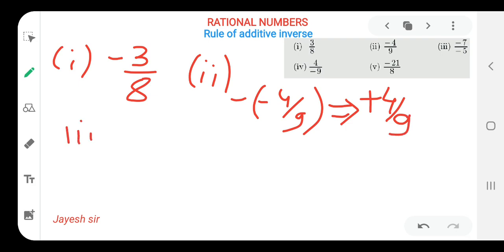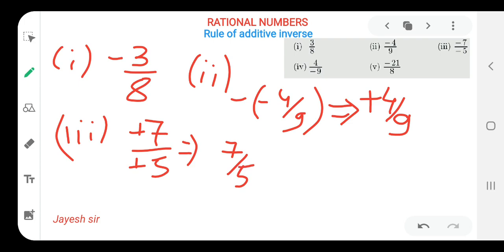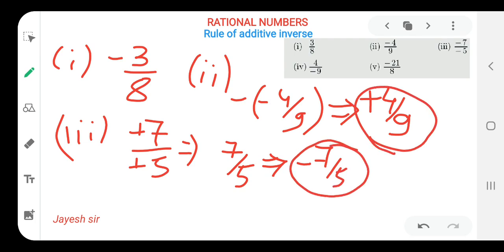Now the third one is minus 7 upon minus 5. Minus minus becomes plus, so the question is now 7 by 5. What should be added? Minus 7 by 5. So its answer is minus 7 by 5. The answer for the second is plus 4 by 9, and the answer for the first is minus 3 by 8. I hope you all have understood it.